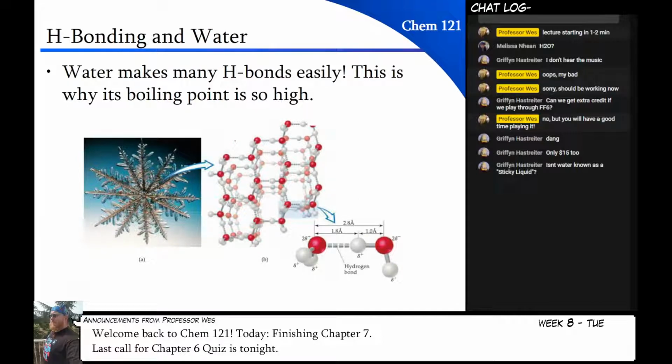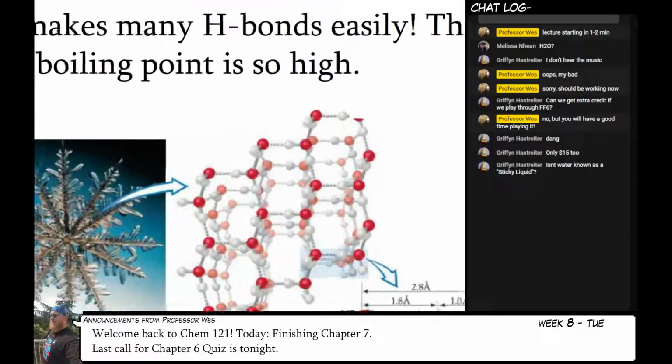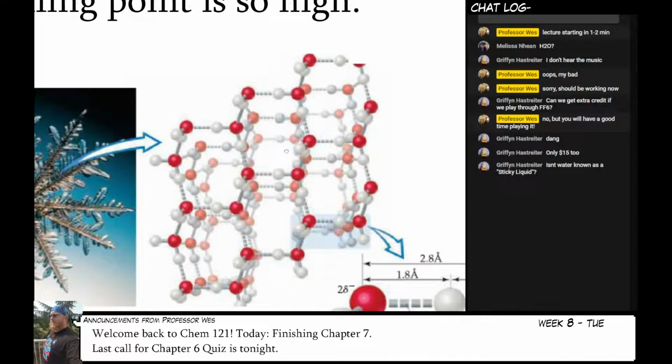On the screen here, I have a picture of ice and how ice crystallizes. Ice is liquid water cooled down to a temperature such that it solidifies into the solid state. And on the screen here, you can see just how these molecules are arranged. They're all arranged in such a way that they form hydrogen bonds in a very regular looking lattice.